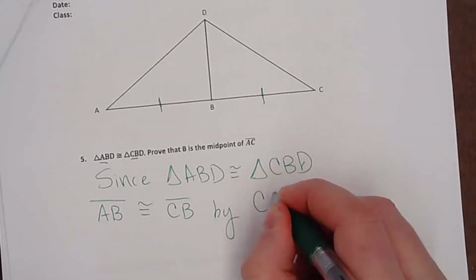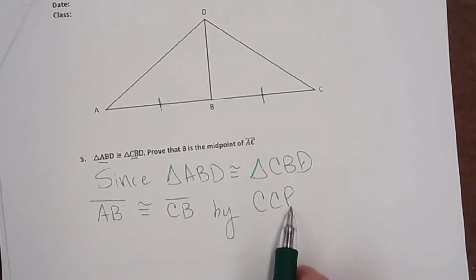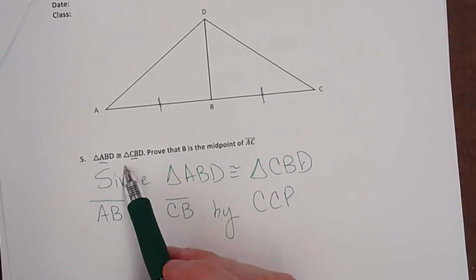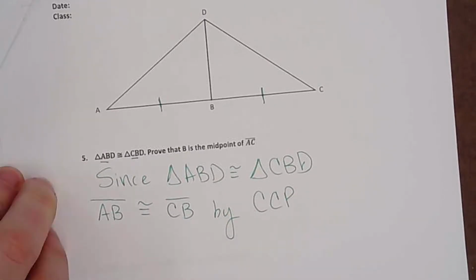So by CCP. CCP stands for corresponding congruent parts. The parts are congruent if the triangles are congruent. Did they tell us the triangles are congruent? Yes, so the parts are. Which parts? The ones that line up. That's what CCP is, okay?